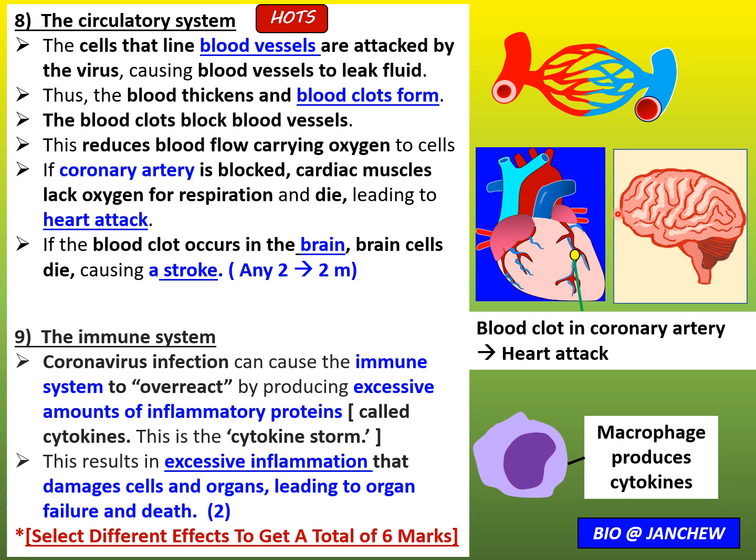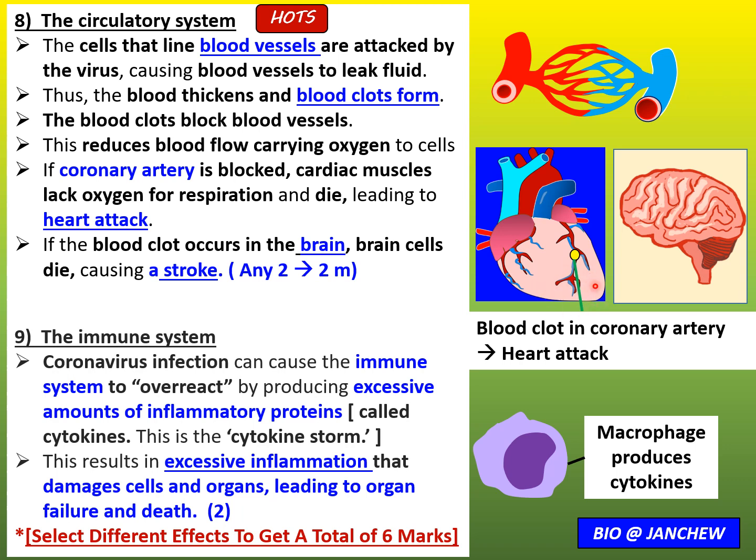So if it blocks the blood vessels here in the coronary artery of the heart, for example, if let's say there's a blood clot here, due to the effects of the virus, then this blood clot can reduce or block the blood flow to the muscles here under this blood vessel. And when the cardiac muscles here do not get enough oxygen for respiration, this oxygen must be transported through the blood, but the blood vessel is blocked. So the cardiac muscles will not get enough oxygen for respiration and they can die.